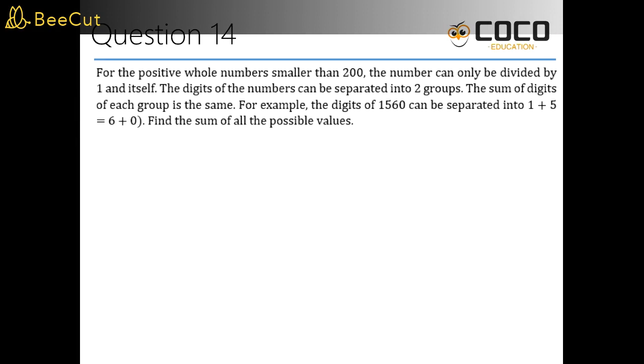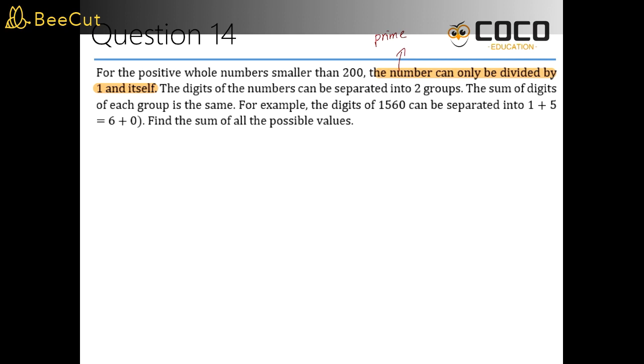Question 14. This positive whole number can only be divided by 1 and itself. Means it only has 2 factors. So this is a prime number. First we find out that the number is prime. It only has 2 factors. And for this number, the digits can be separated into 2 groups. The sum of the 2 groups is the same.